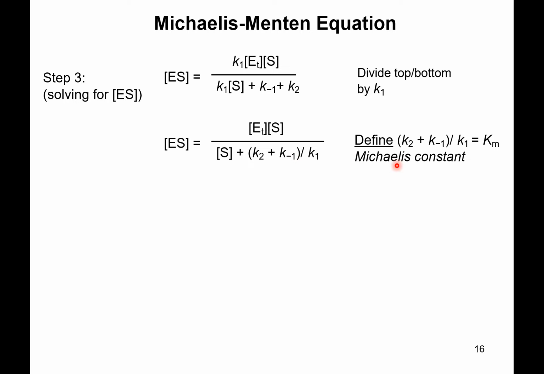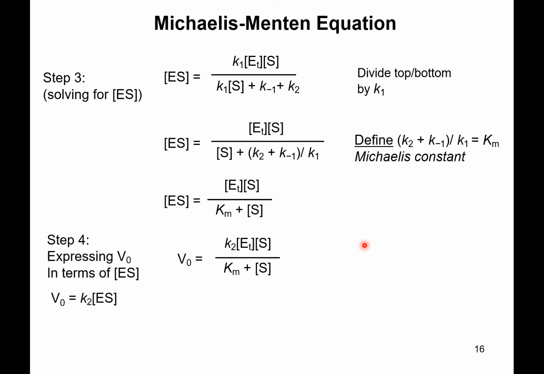Now we define K2 plus K minus 1 over K1 as the Km, the Michaelis-Menten constant. So that whole part of this term simplifies to Km. And we're left with the enzyme substrate concentration equals total enzyme times substrate divided by Km plus substrate.